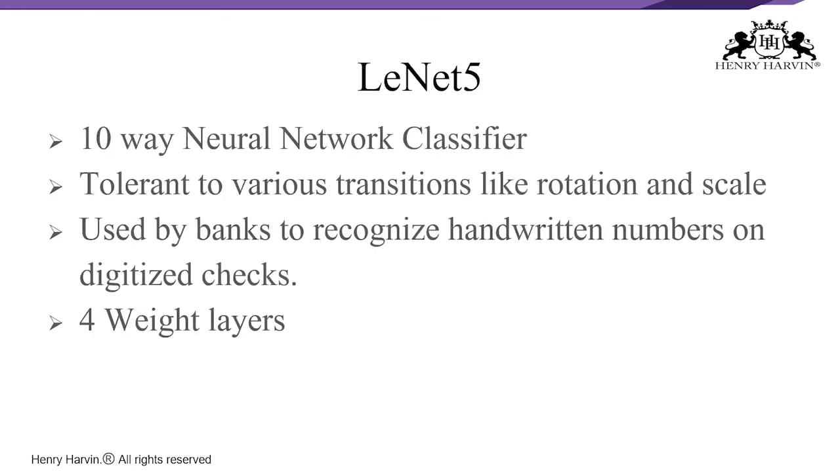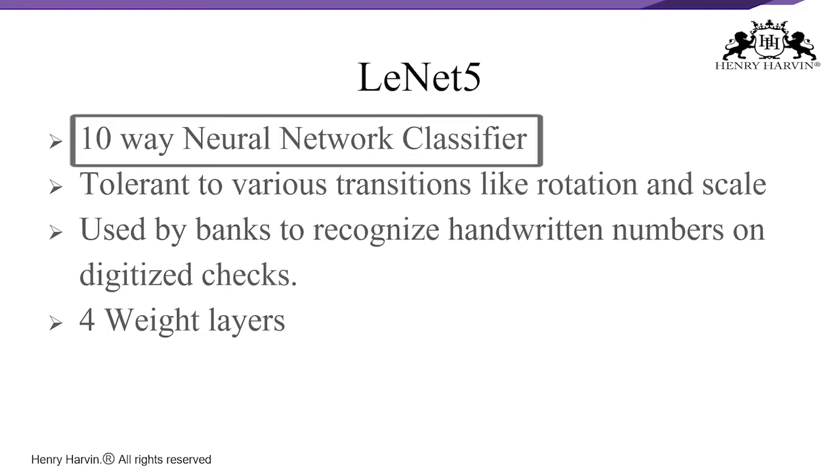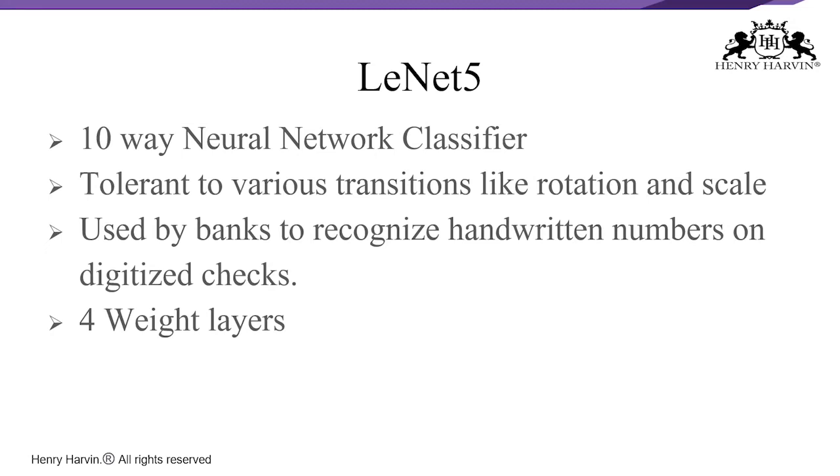Now let us look into the first one, LeNet-5. It is a 10-way neural network classifier, so there will be 10 output neurons, each corresponding to labels 0 to 9. What is the input here? The input is handwritten digits, and it is tolerant of various transformations like rotation and scale. It is used by banks to recognize handwritten numbers on digitized checks. Totally it has 4 weight layers.